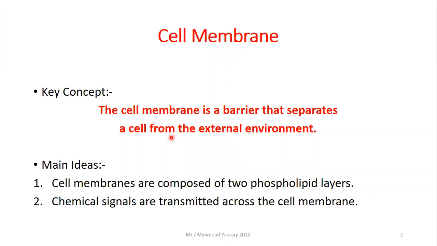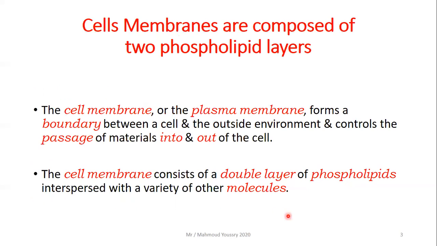So let's start. Our key concept is: the cell membrane is a barrier that separates a cell from the external environment. We have two main ideas. Number one, the cell membranes are composed of two phospholipid layers, and we will study them in detail. Number two, chemical signals are transmitted across the cell membrane. Let's start with the first key concept: cell membranes are composed of two phospholipid layers.